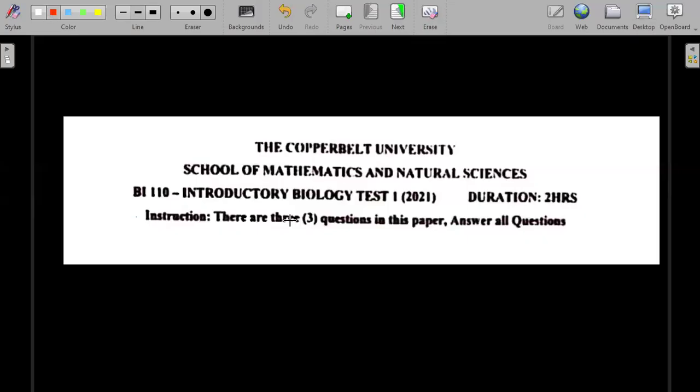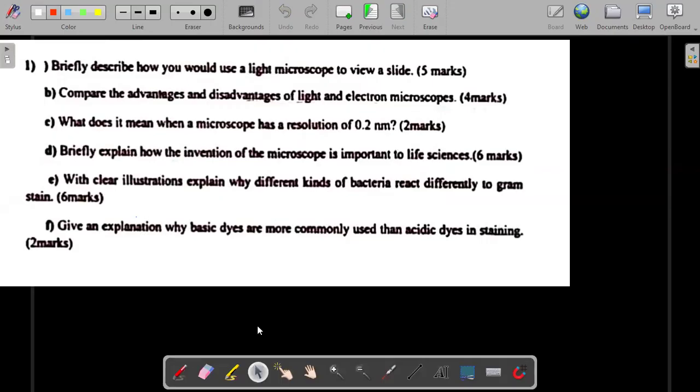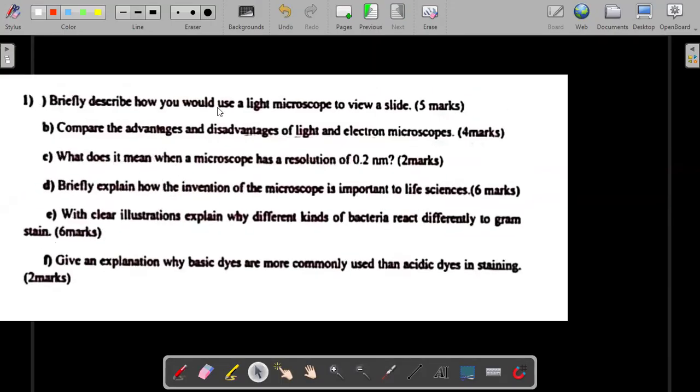So we are doing biology test 1 for 2021. So we'll project the questions, the first question for that paper. Okay. So we have question number 1 there, which is saying briefly describe how you would use a light microscope to view a slide.